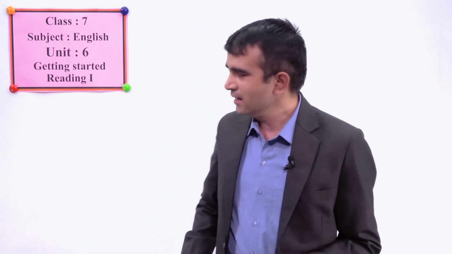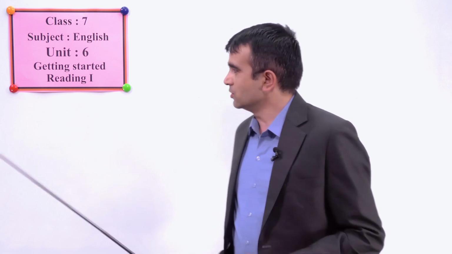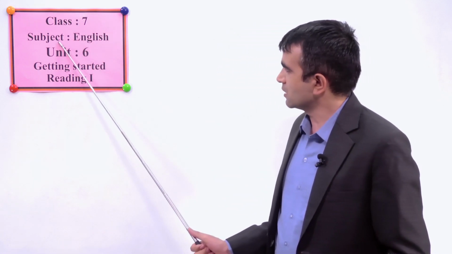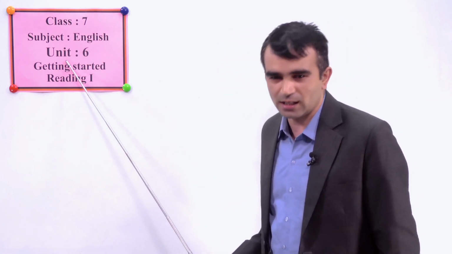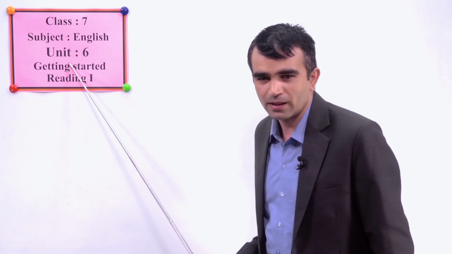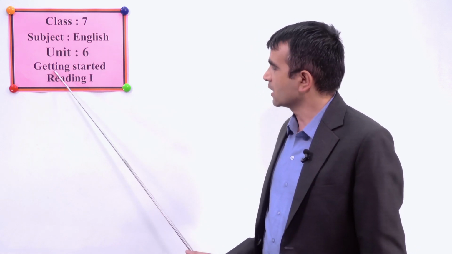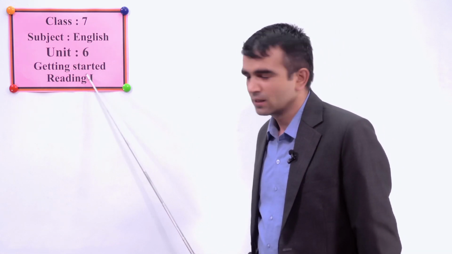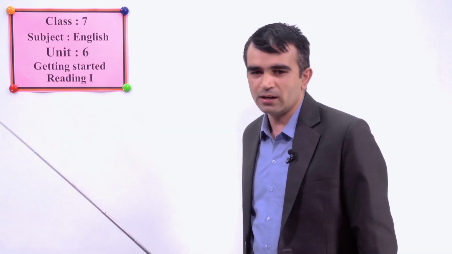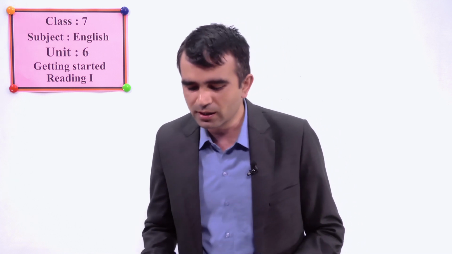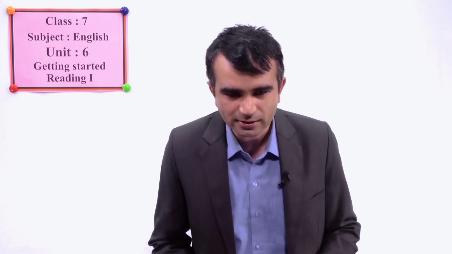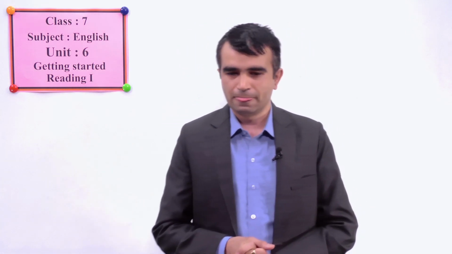So today we are going to do class 7 subject English unit 6. Is it so? And the first thing we will do is getting started and then reading 1. So today we will do getting started, reading 1 and exercises based on reading 1. Okay, sit comfortably and let's start.